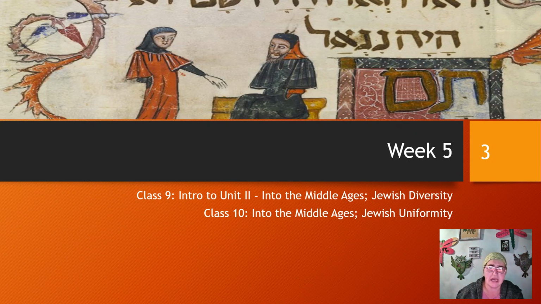Okay, so for week 5, which started before reading week and is now ending today, we started Unit 2, got into the Middle Ages, and are now into Jewish uniformity. And as I said, within each cultural region, and for Rabbinic Judaism, even across cultural regions, there is a notable, surprising presence of uniformity within Judaism and Jewish practice throughout this period that makes this period distinct.